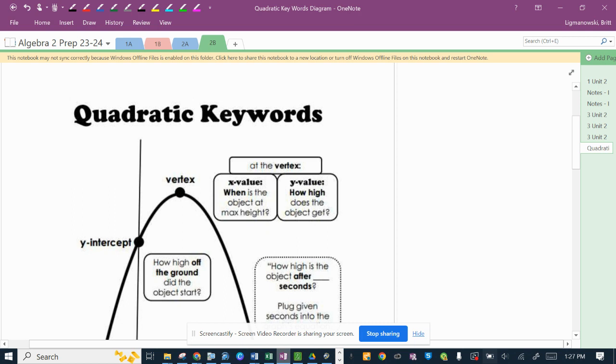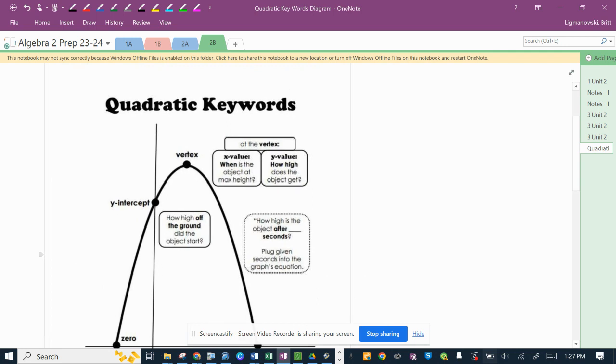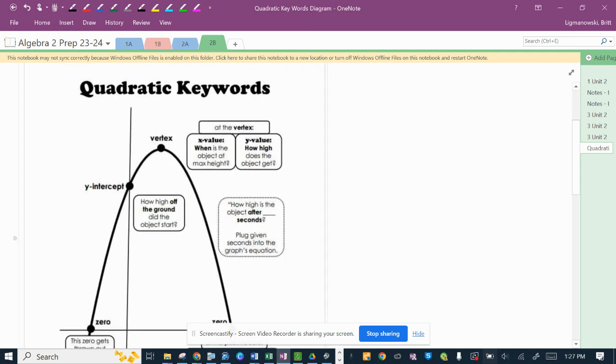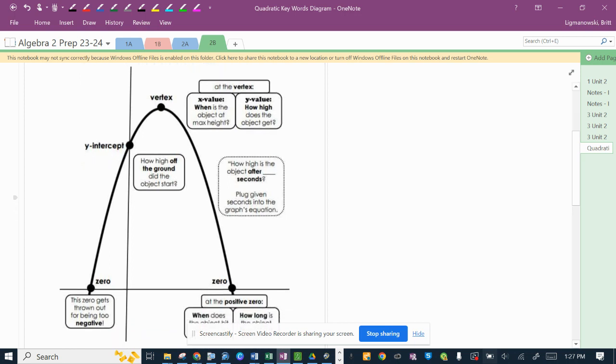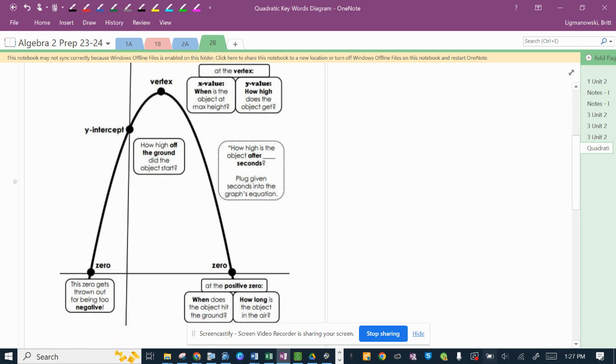In this video, we're going to talk about applications of quadratics. So first on your note sheet, you have this image. It talks about some quadratic keywords. So if I'm looking at this picture, I can see that I have a couple things. First of all, when it asks when does the object hit the ground or how long was the object in the air, we're going to be looking at that positive 0 or that positive x-intercept.